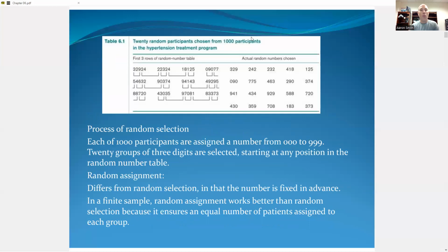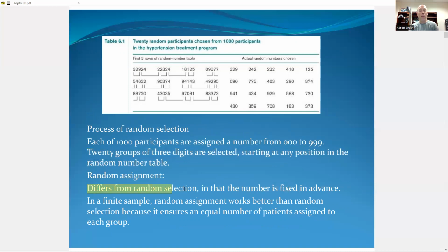All right, so the process of random selection. Let's say each of 1,000 participants are assigned a number from 0 to 999. 20 groups of 3 digits are selected, starting at any position in the random number table. And then we do random assignment.